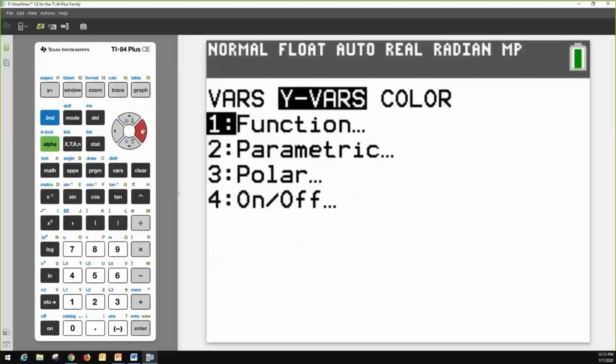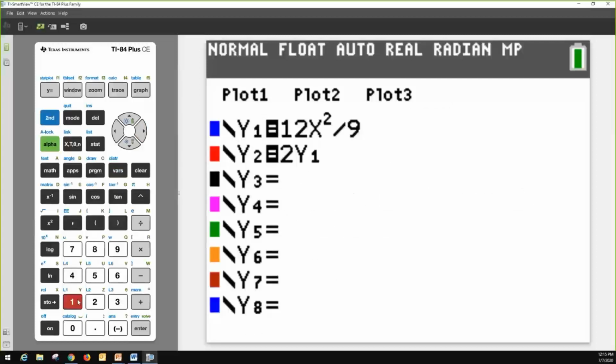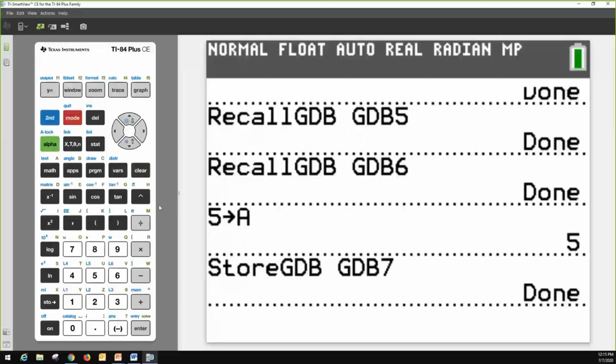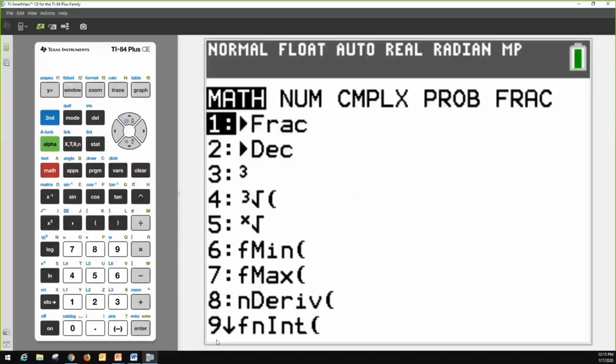It's a y variable, it's a function, and it's in number 1. 2 times that one plus 1. But I want to calculate the integral. I wonder if I could do it elsewhere on the calculator. I don't have to do it on the graph. You can do it on the home screen. So let's try it. Maths, there it is down there, number 9.